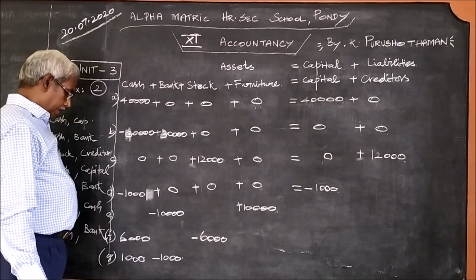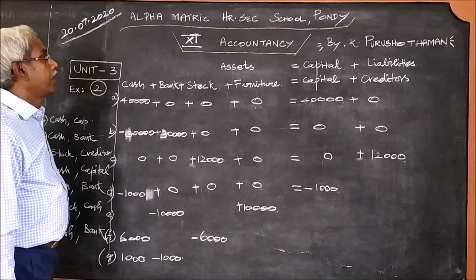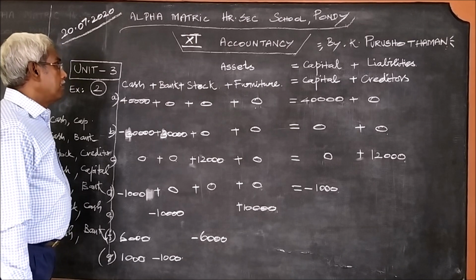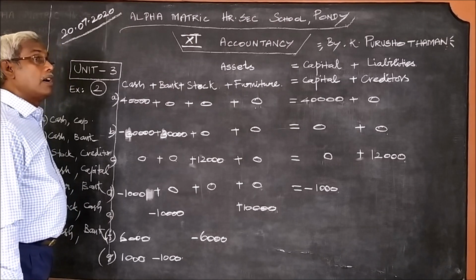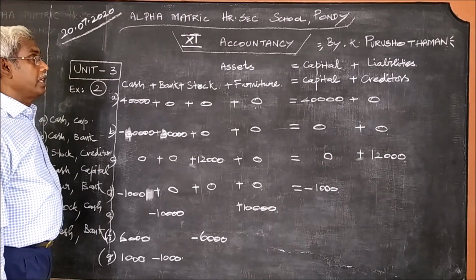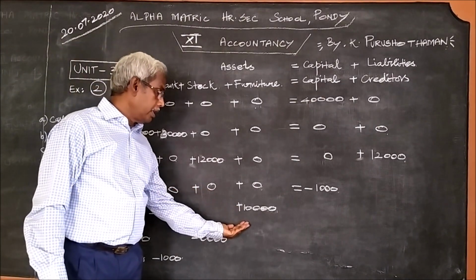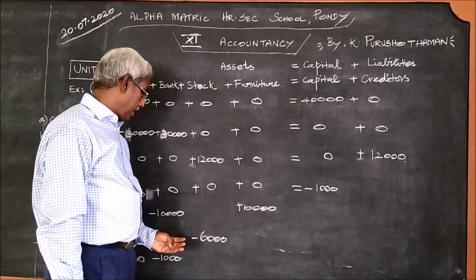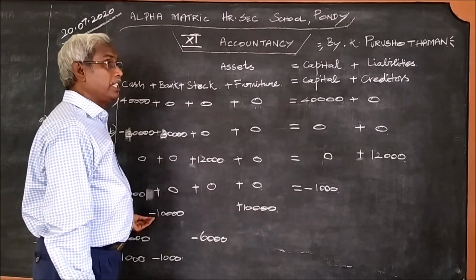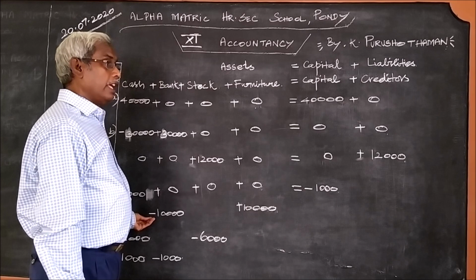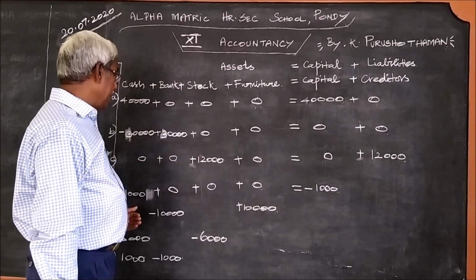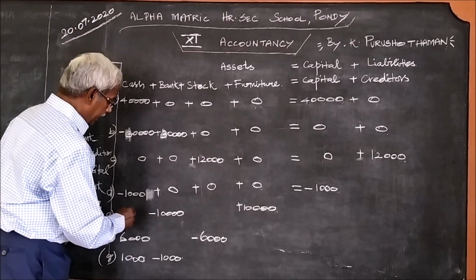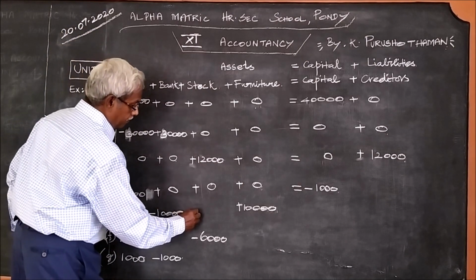Then the next item, E. Furniture purchased by using debit card. When furniture is bought, furniture comes in, therefore it is a plus. At the same time, using debit card we have paid for it, therefore from the bank balance the amount will decrease, therefore bank minus 10,000. Other items are zeros.